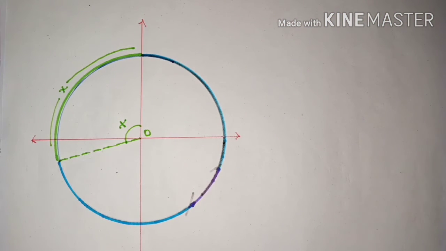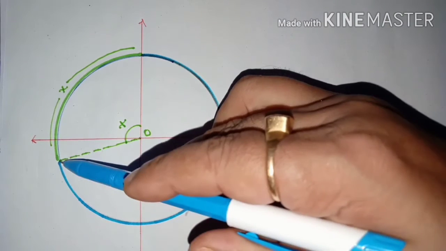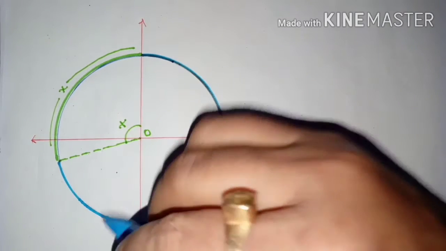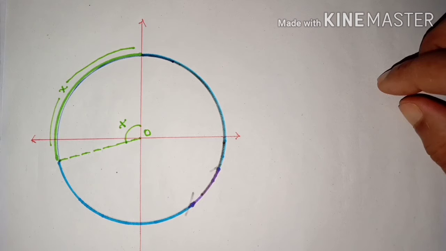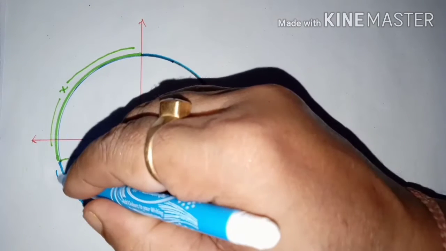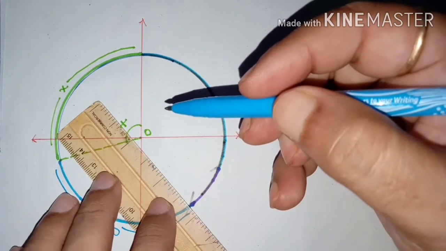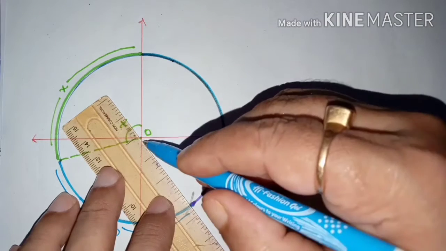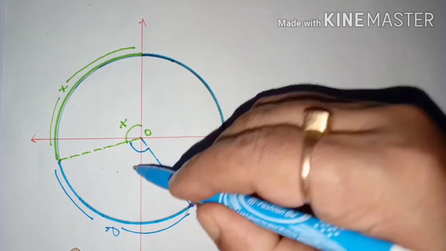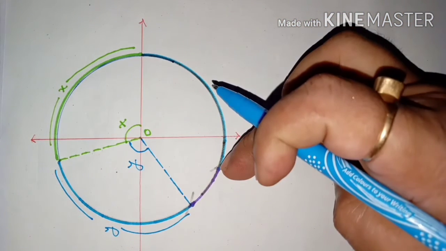Next, suppose I have one more arc here, marked with a green and sky blue color. Its length is suppose y unit. What is the length of this arc? y unit. Then it will subtend an angle at the center. If we join the endpoints of the arc with the center, we will get an angle at the center. This angle will be y radian. Clear, dear students?